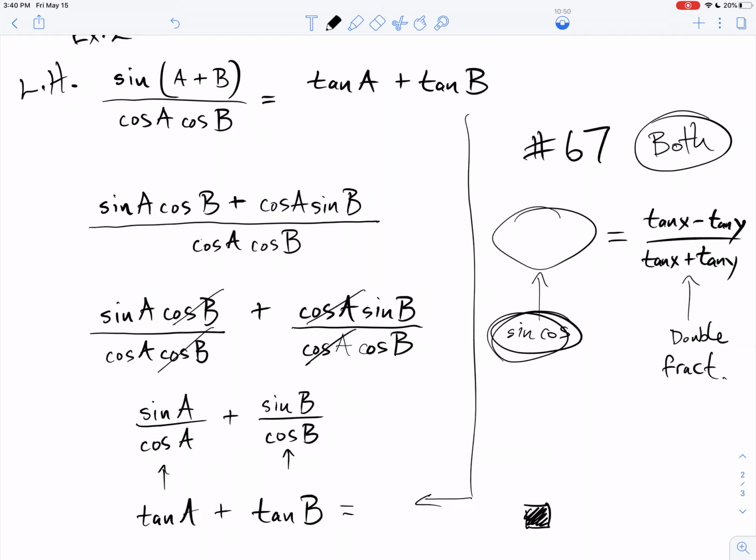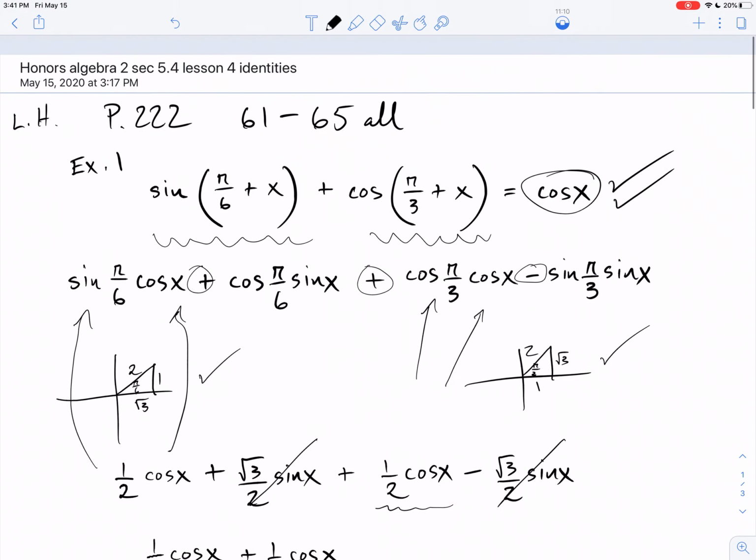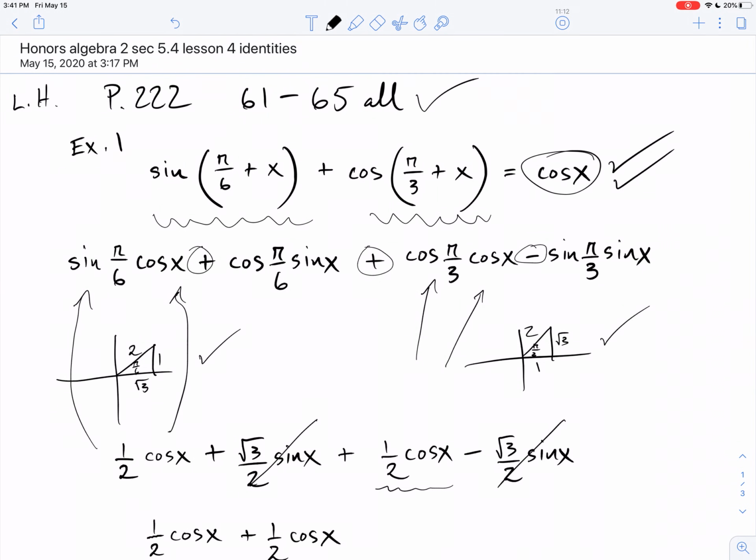This is only if you want to try this one. I don't know. Sometimes I like to play with identities. I think they're fun puzzles. That's how destroyed my brain is. So, double fraction, bust that double fraction, and you should find your salvation. That's only if you want to try it, number 67. But in most of the situations you're going to go through here, practice expanding your formulas. Okay, that's the last lesson for section 5.4. Hallelujah. Bye-bye.